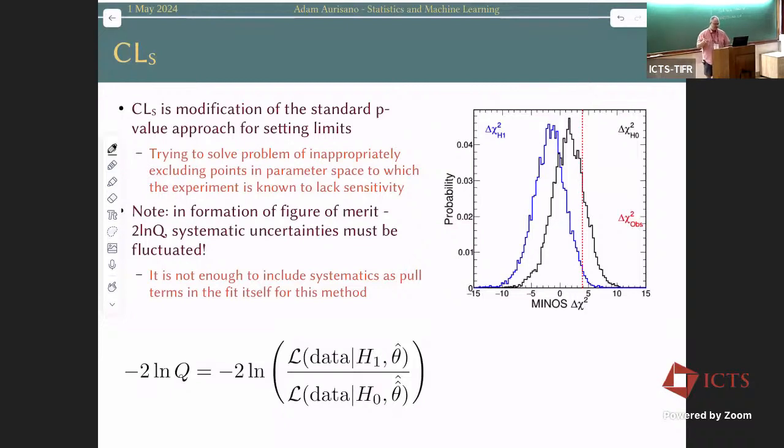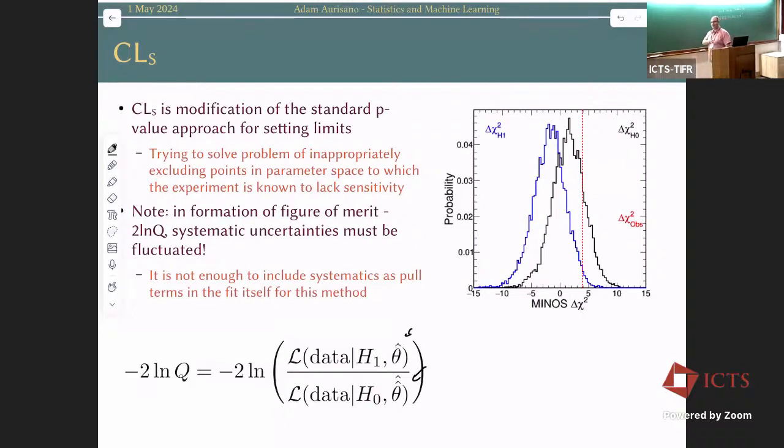So you formulate a new metric, this -2 log Q, which is essentially another likelihood ratio: -2 log likelihood of your data given that hypothesis H1 is true, your alternate hypothesis, minus -2 log likelihood of your data given your null hypothesis is true. I'll note these theta hat and theta hat hat just mean the best fit, right? So theta hat is the best fit of your parameters under H1, and theta hat hat is the best fit parameters under hypothesis H0.